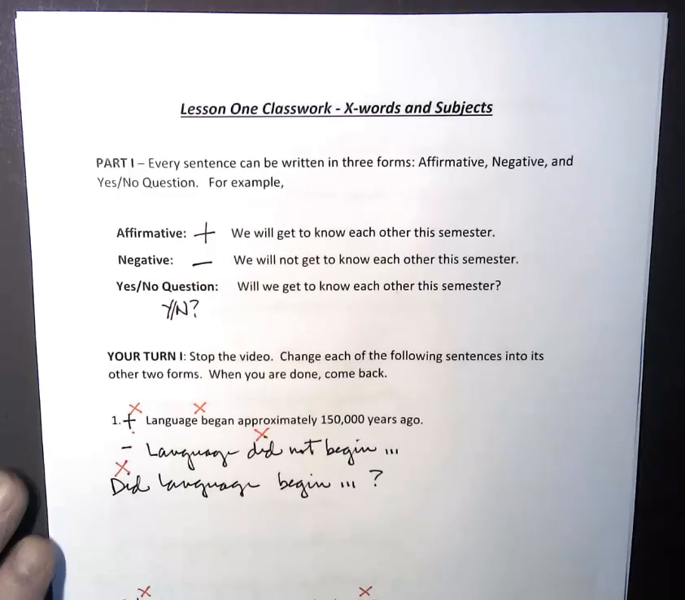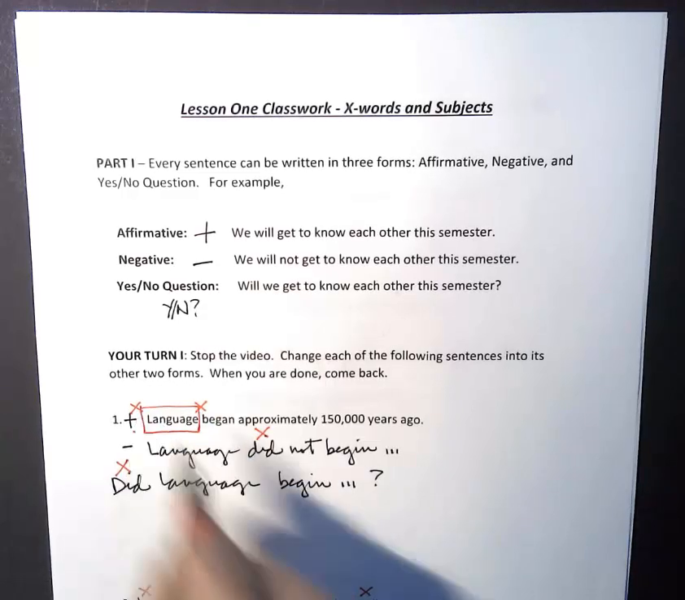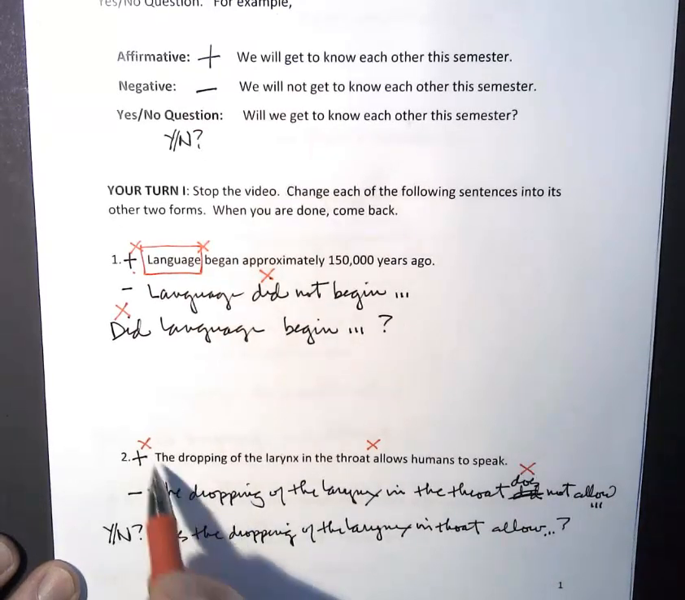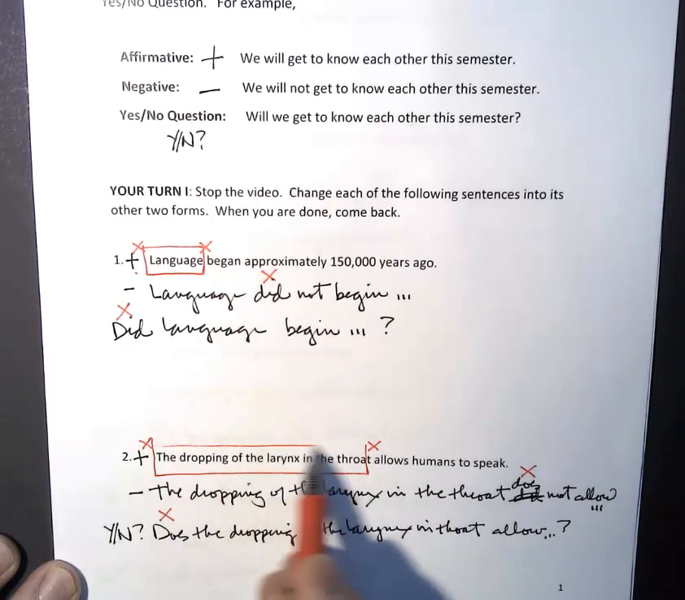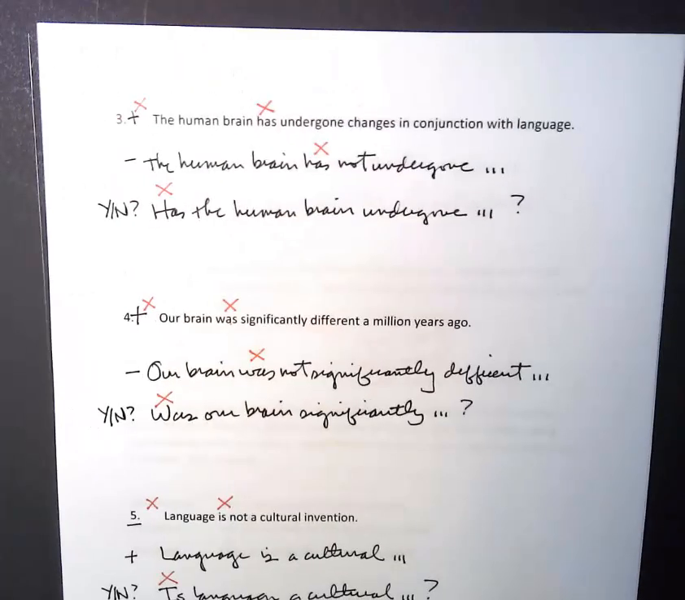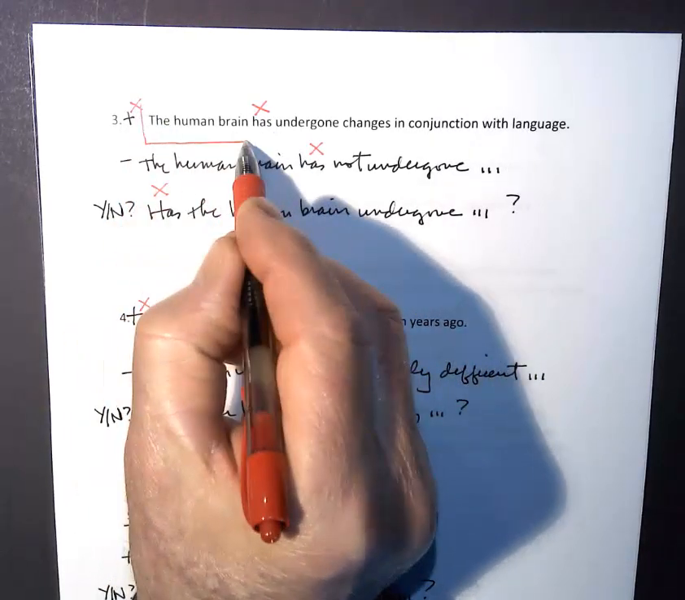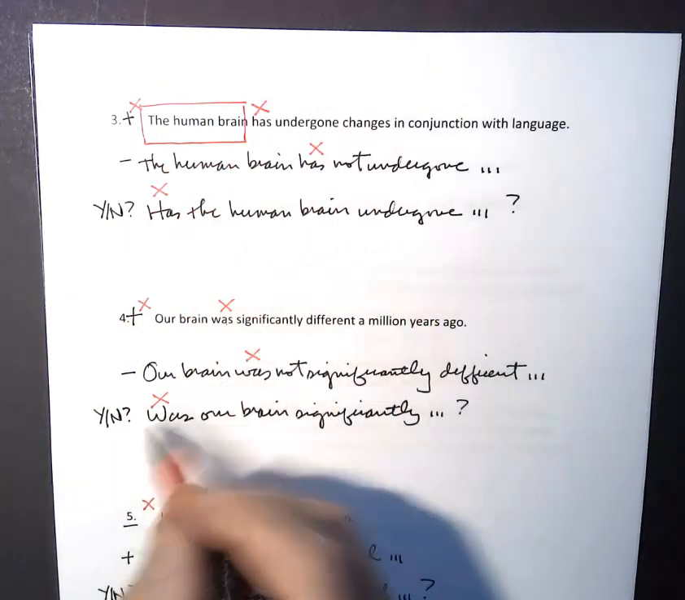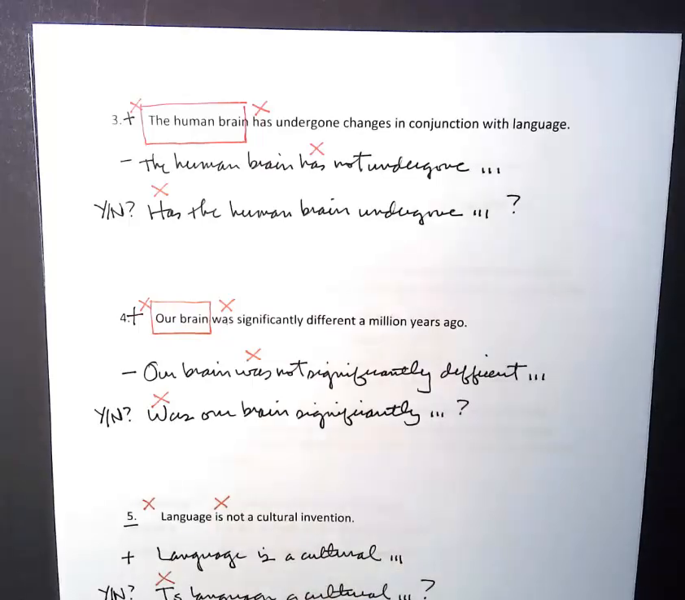Okay, let's take a look at our subjects. X word, language is the subject. The dropping of the larynx in the throat, X word, subject. Nothing to even figure out. The human brain has undergone changes, X word place, X word. Human brain is the subject. Our brain was our brain, X word. Our brain is the subject.